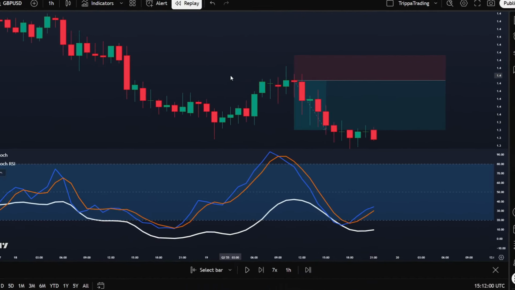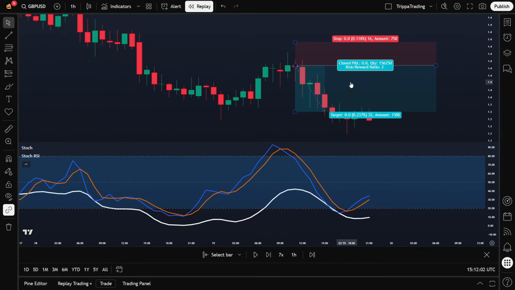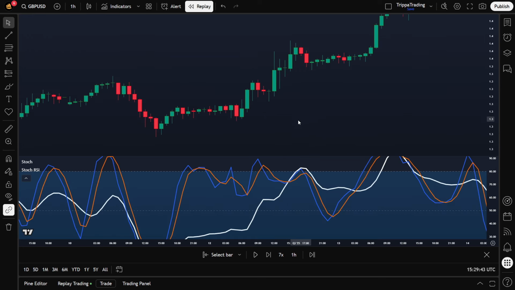Tip for this setup: avoid entering if the cross happens after a massive crash candle. Let the move cool down and wait for a proper pullback again. It's just as important to know when not to enter.